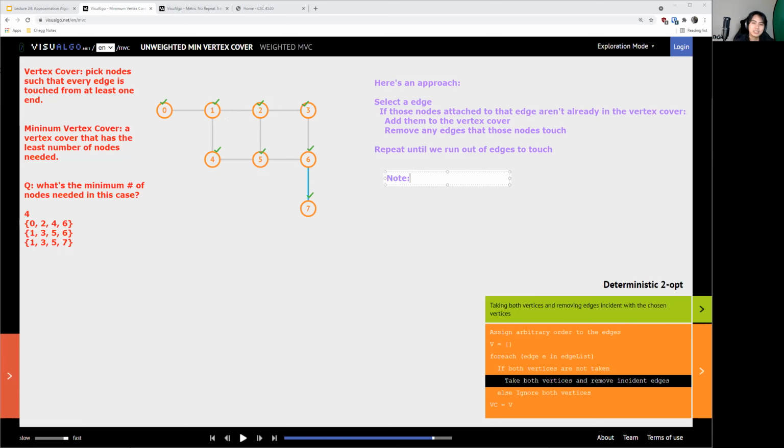So note, the approximation algorithm selected all of the nodes, right? All 8, which means that this was twice as bad as our optimum, right? So that's no good. That wasn't the best algorithm, right?